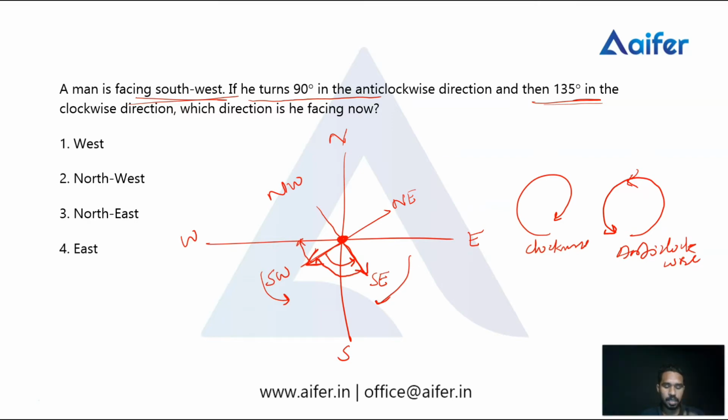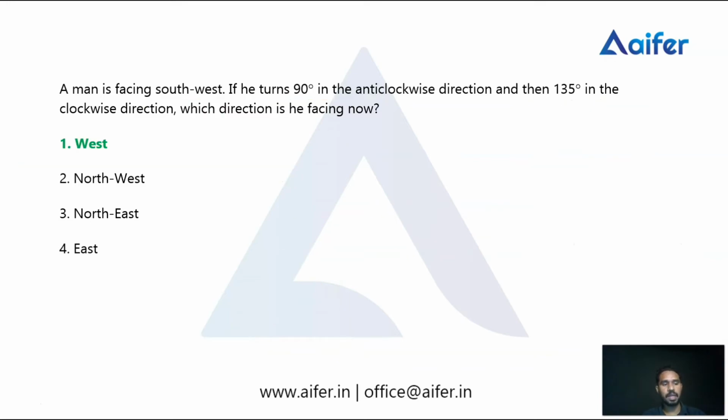So we already know that the angle between a main direction and a subdirection is always 45, that is north and northeast become 45, and every side is equal to 45 degrees. So already 90 degrees rotated, then 45, 90 plus 45 is equal to 135 degrees. So finally he reached this position, and now he is facing the west direction. So our option is option 1, west.